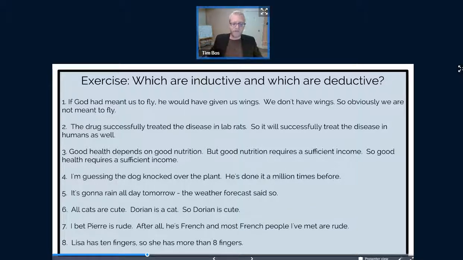Yes, it's inductive, exactly. Yeah, it's based on previous experiences, right? So even if you try to provide a missing premise, you'd still have to think, well, could it be the case that they've done it before, but maybe didn't do it this time? It could have been something else. So yeah, that's an inductive argument. It's your best guess based on your observations in the past. But just because the dog has done it before doesn't necessarily mean they did.